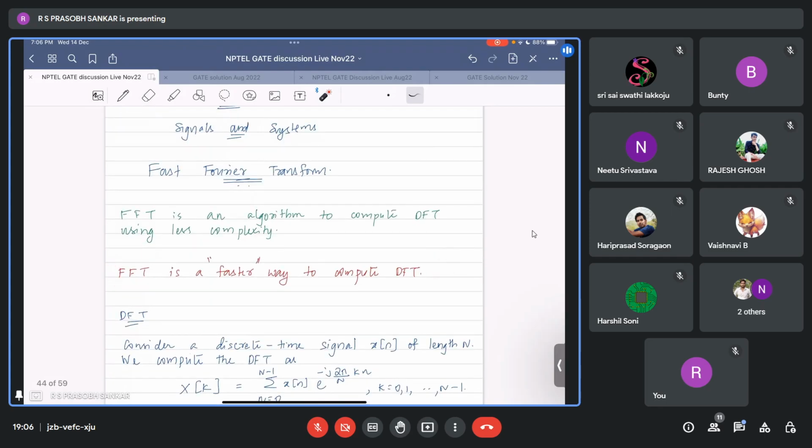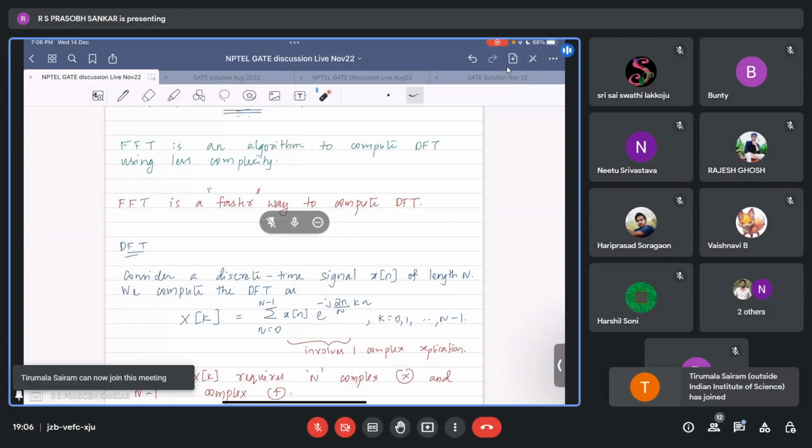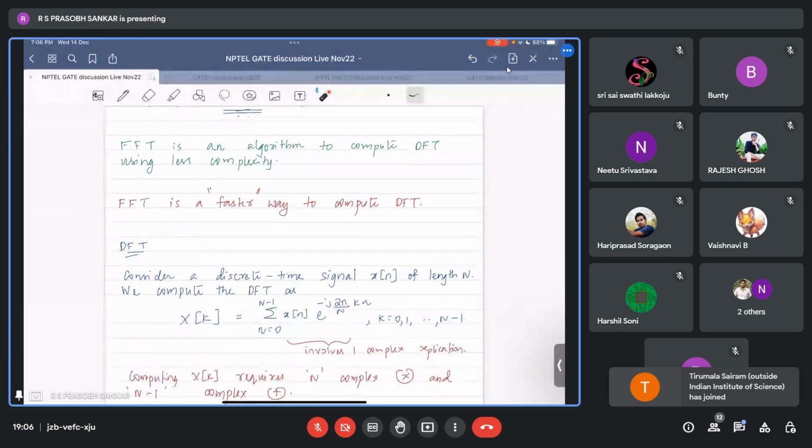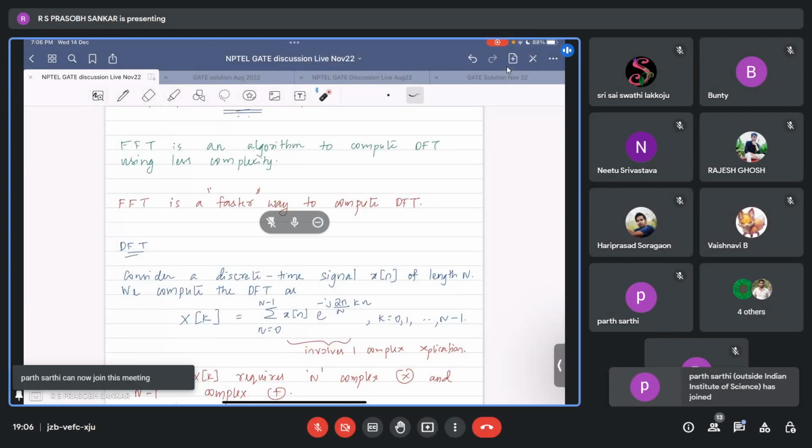So let us recap what a DFT is. Consider a discrete time signal x[n] of length N. For this signal, we can compute the DFT using this expression: X[k] is the summation over n of x[n] e^(-j2πnk/N), where k is from 0 to N-1.